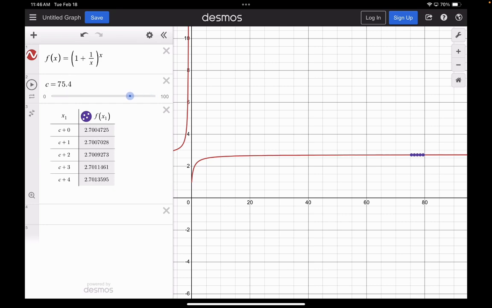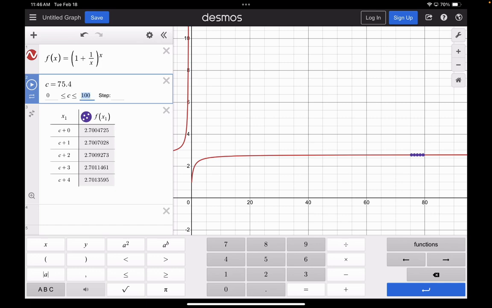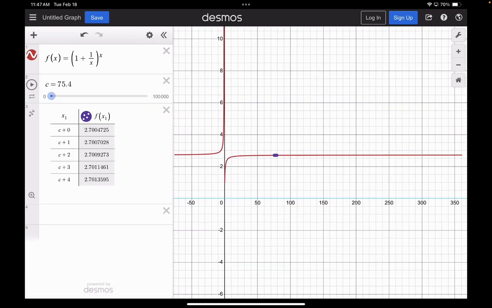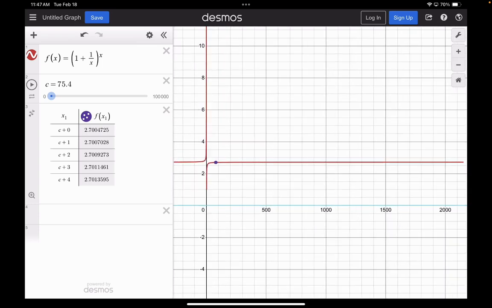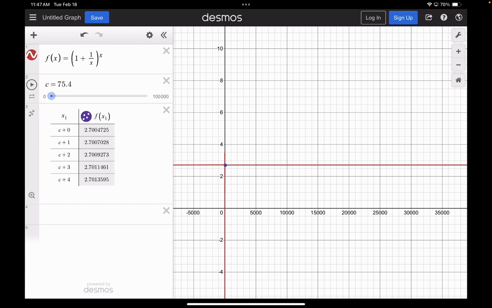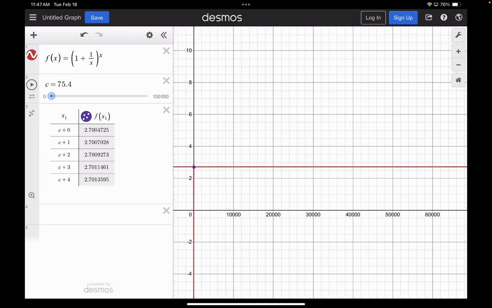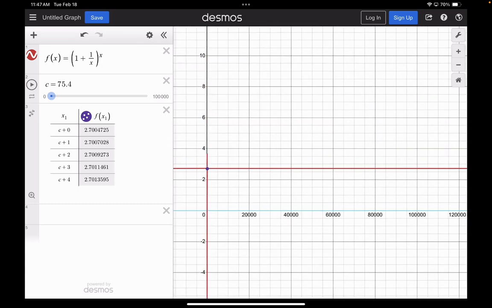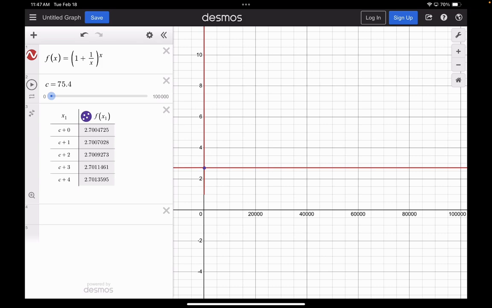So let's double check. Let's make this 0 to 100,000. Is that enough zeros? And so it's getting closer to the 2.718 level. There's 1,000, 10,000, there's 100,000. All aboard. And it doesn't do much after that.